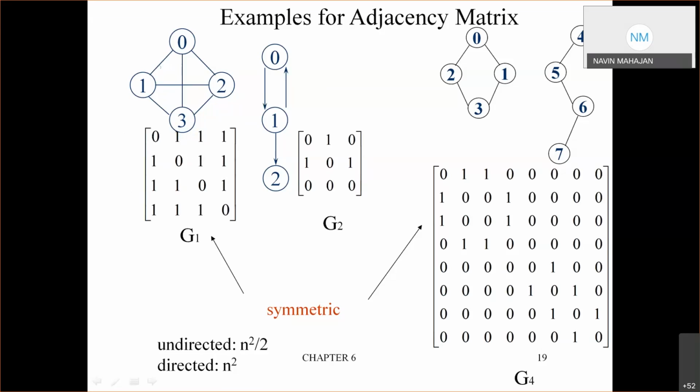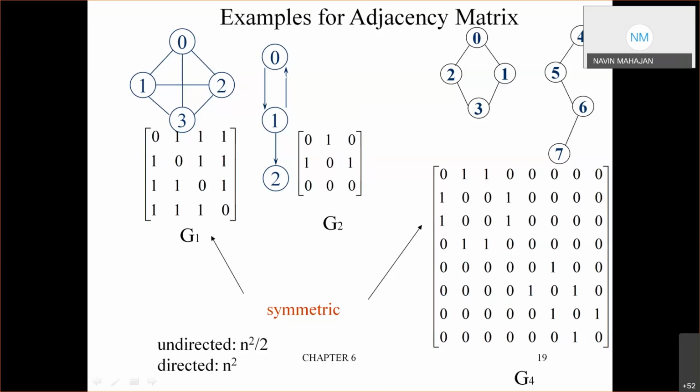What about 0 to 1, 0 to 2, 0 to 3? See, for 0 to 1 there is an edge, so I will write it as 1. 0 to 2, 0 to 3, there is an edge, I will write it as 1. So except for the diagonal elements, you can see that everywhere we have written 1. Take 3 to 3: is there any edge? No. But we have edges 3 to 0, 3 to 1, and 3 to 2. I will write 1. If there is no edge, I will write 0.